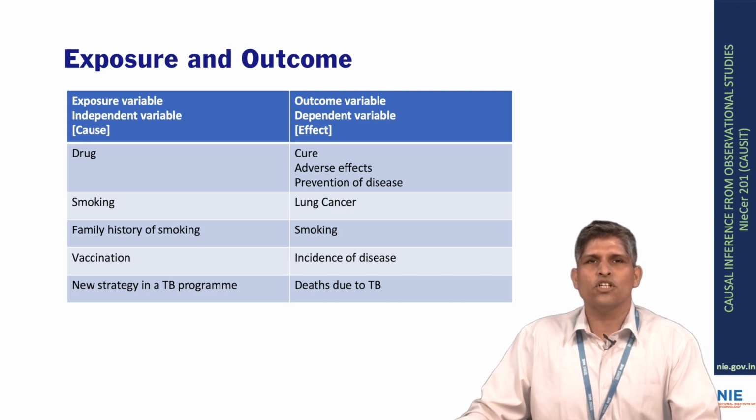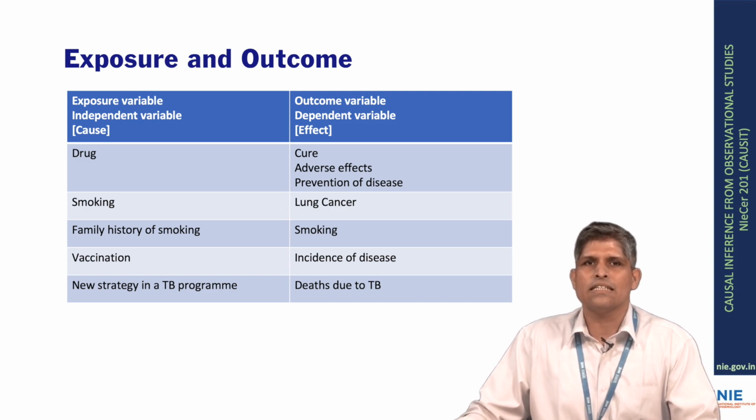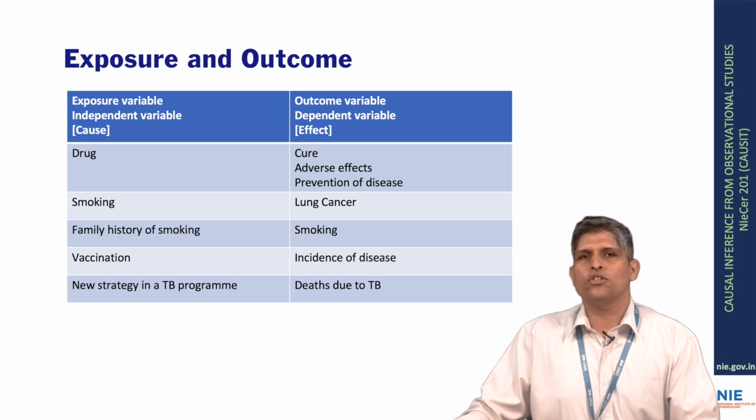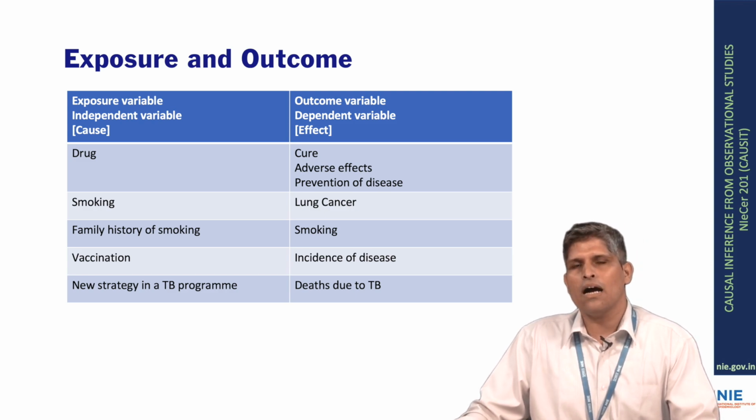Some examples of exposure variable are drug and smoking, and the corresponding outcome variables are cure, adverse effect, prevention of disease, and lung cancer. Another example of exposure variable is family history of smoking, and the corresponding outcome variable is current smoking status. Vaccination could also be an exposure variable with the corresponding outcome variable as incidence of disease. Please note 2 points. An exposure variable could be a risk factor or it could be a preventive factor. Also note that a particular variable can be both an exposure variable and an outcome variable.